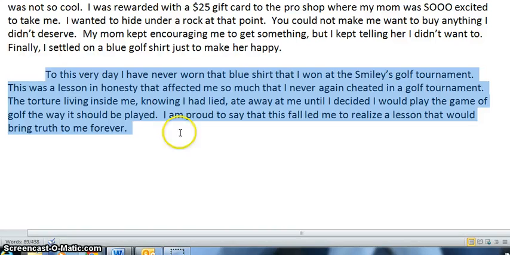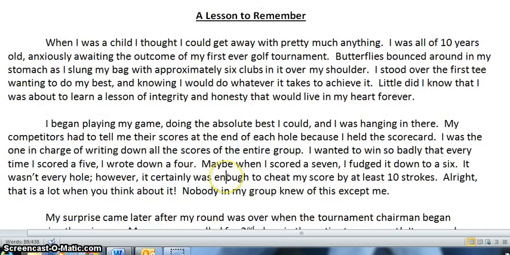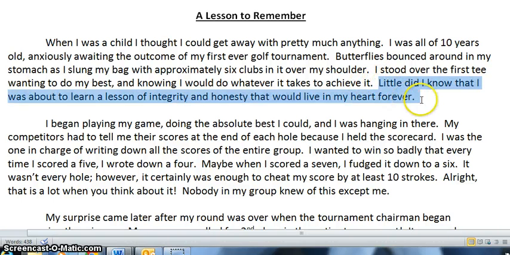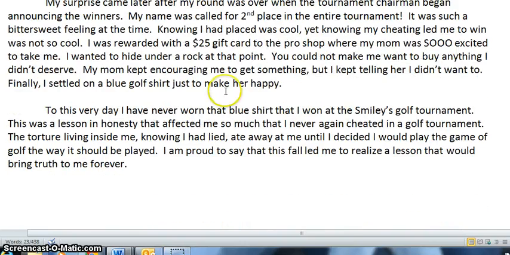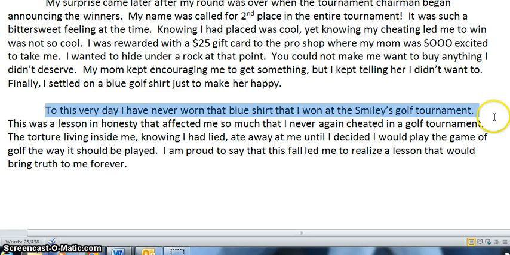So let's go back real quickly to the introduction. This is my thesis right here, talking about me learning a lesson of integrity and honesty that would live in my heart forever. Okay? How am I going to rephrase that in different words down here in the conclusion? Well, let's go ahead and find out. I think these first two lines kind of together restate my thesis.